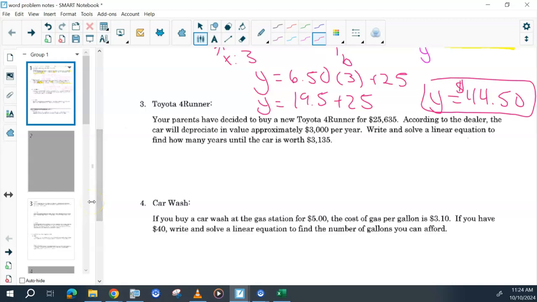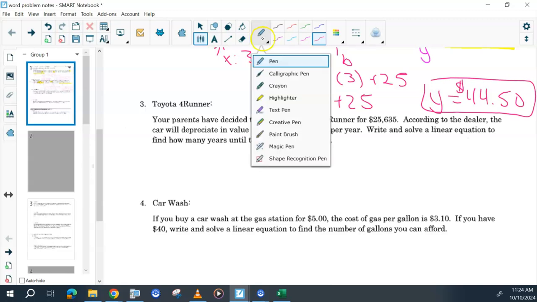Okay. For the next one, we're going to try one more together, then I'm going to let you try number 4, and then we're going to move on to the second one. Alright, so for the Toyota 4Runner, your parents have decided to buy a new Toyota 4Runner for $25,635. According to the dealer, the car will depreciate in value approximately $3,000 per year, which means it loses its value over time. Write and solve a linear equation to find how many years until the car is worth $3,135. So what is important there?